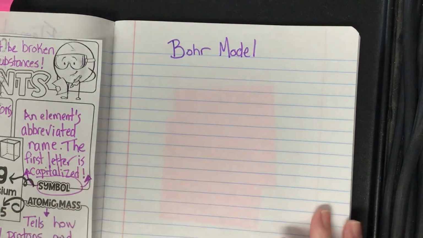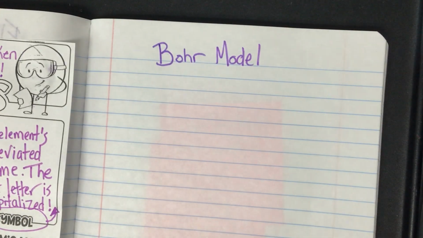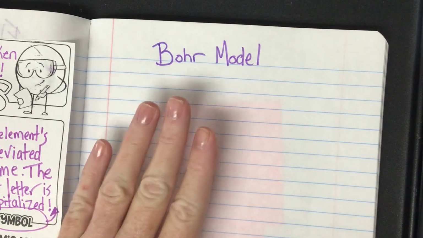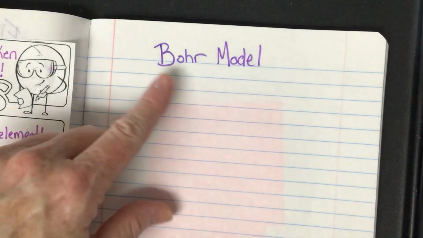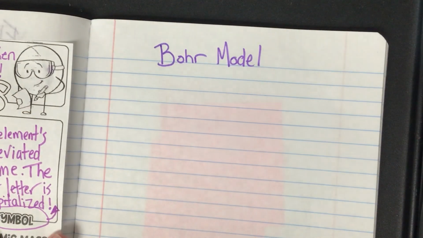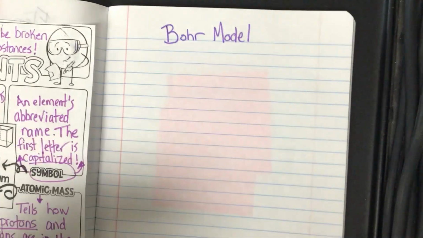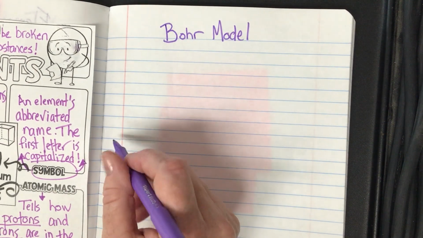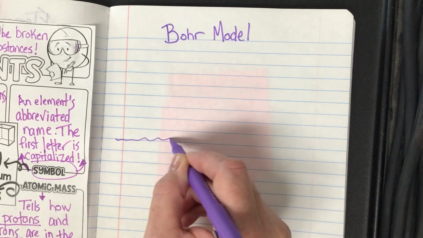Okay, so the title, I'm on page 9. So whatever your next page is, you're gonna title it Bohr model. Capitalize Bohr because it's his name. All right, now we're gonna draw 4 Bohr models. Excuse me, we're gonna draw 2. And so let's just divide our paper in half.